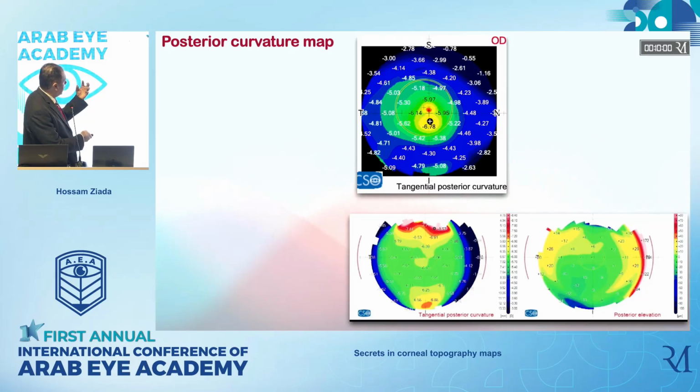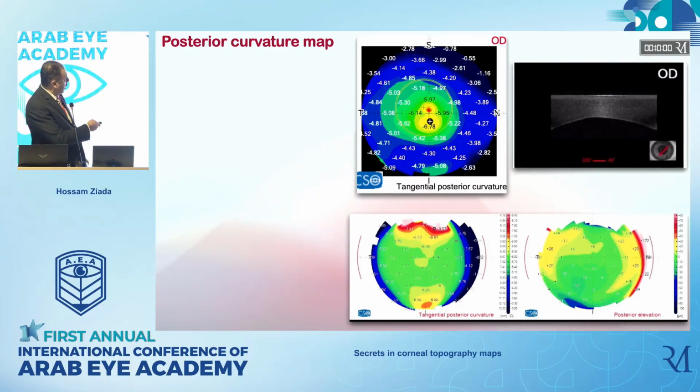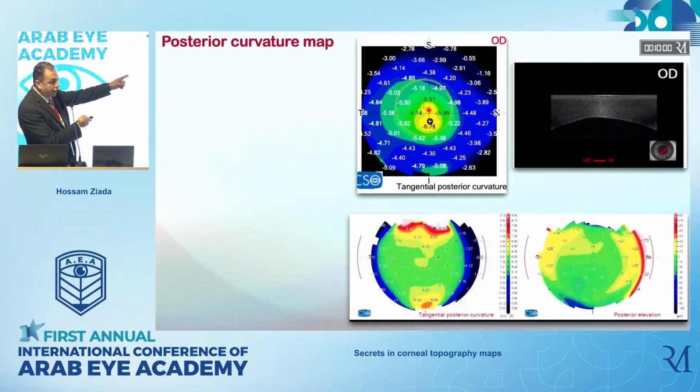Look here, the tangential posterior curvature and the posterior elevation. You will find that there is a correlation between the high points in the elevation map and the high points in the posterior curvature map. So the message, and again, the back curvature map, the back surface and the back elevation by the naked eye.